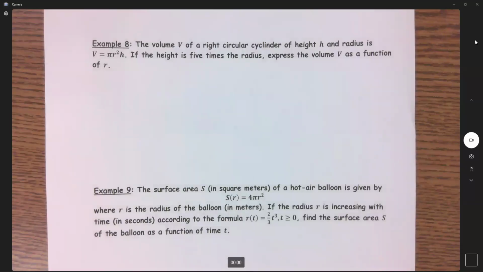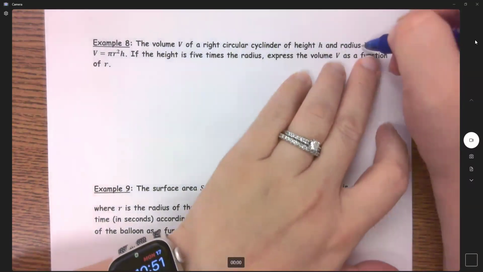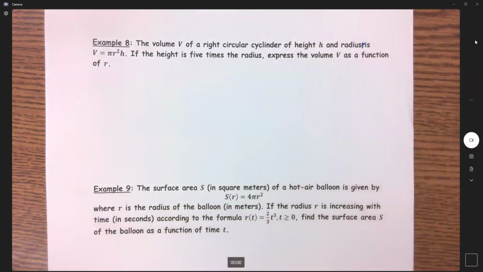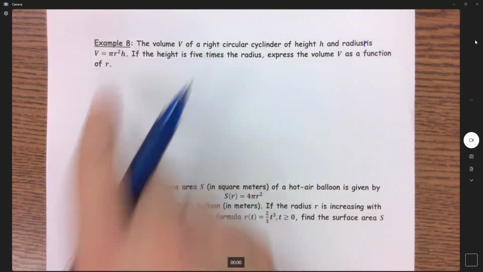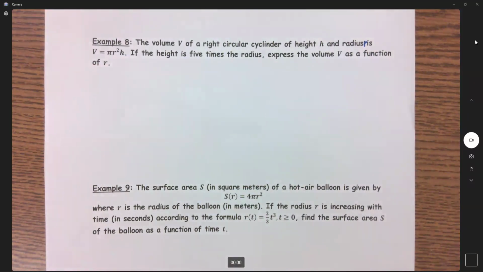We're going to end this lesson with a couple application problems. Example 8 says the volume V of a right circular cylinder of height h and radius r is V equals pi r squared h. If the height is 5 times the radius, express the volume as a function of r.